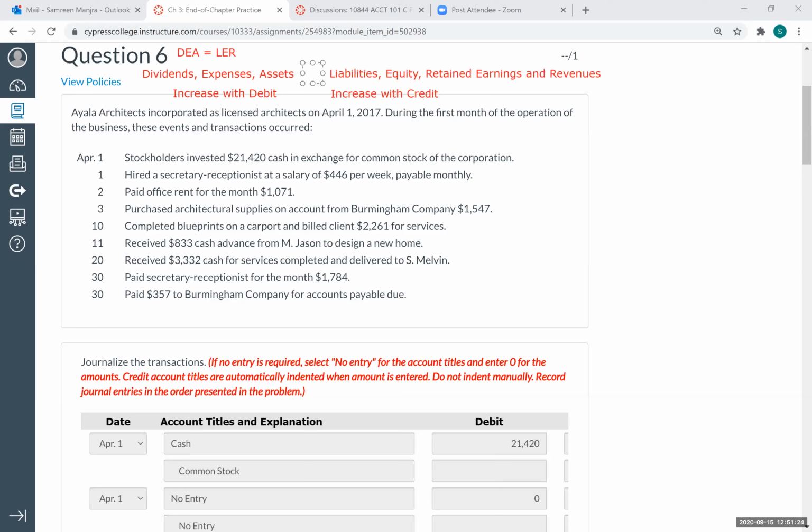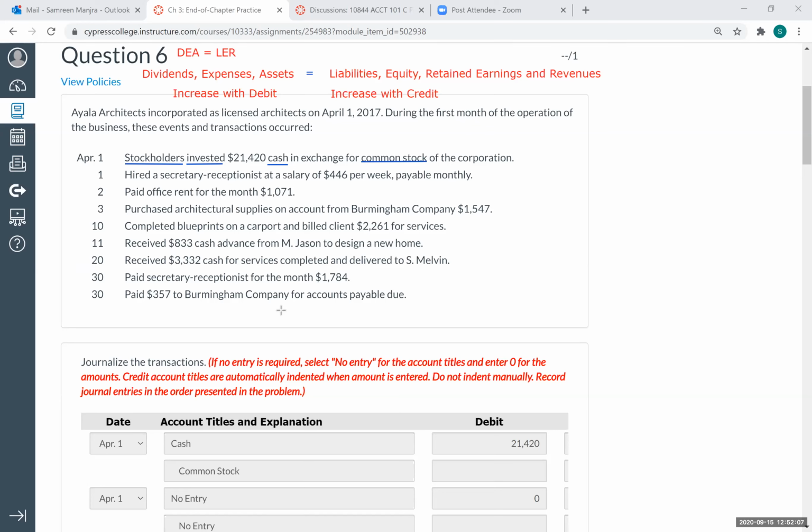We want to make sure that the two sides of the accounting equation balance out. So in our first transaction, we want to note the key accounts that are being impacted. On April 1st, stockholders. When I see the word stockholders, I know that my equity section will be impacted on the balance sheet. What did the stockholders do? They invested an amount of cash. So I know cash is increasing because I've received an investment in exchange for common stock of the corporation.